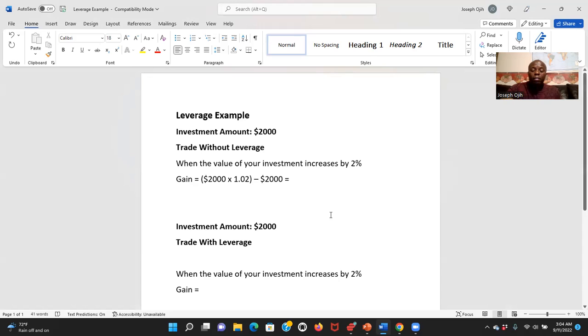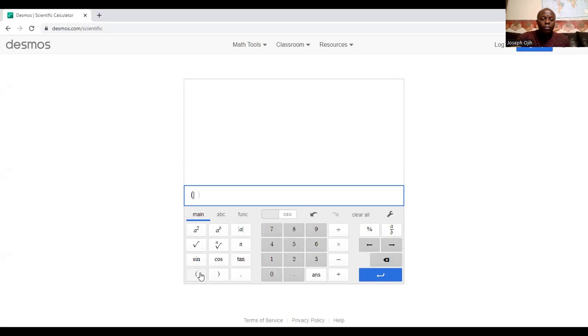So let's put this in the calculator and see how much you make. You have 2,000 times 1.02, minus your investment amount, which is $2,000. This represents the amount you invested plus the increase, minus your capital, the amount you invested, so that you can get the profit, which is $40.